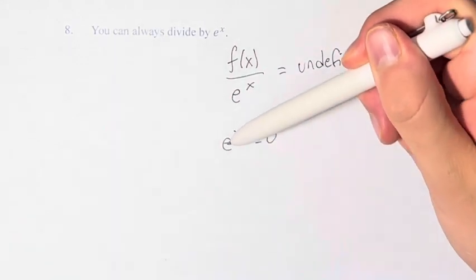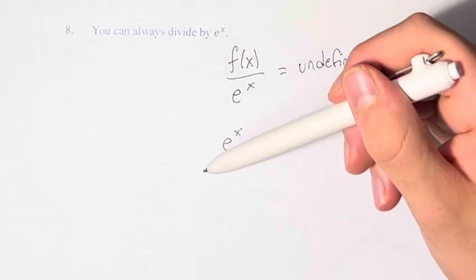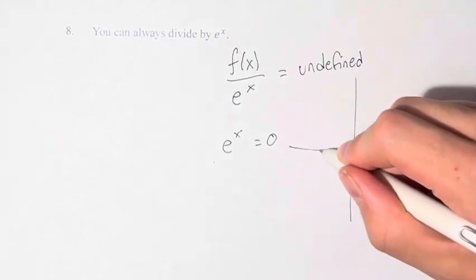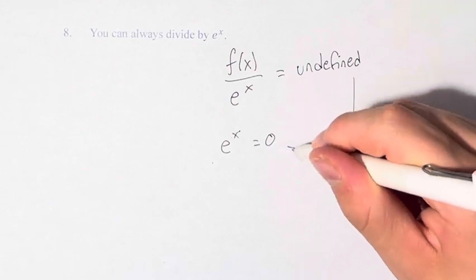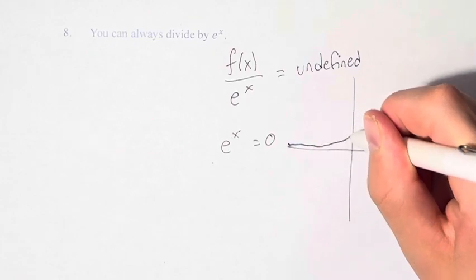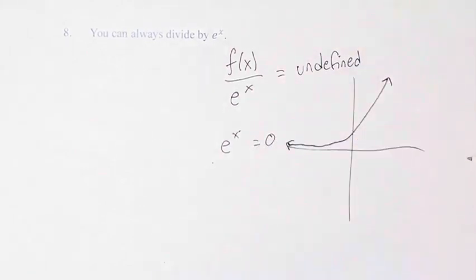And for no power that we raise e to is e to the x 0. It's just a standard exponential function, where if we graph it, it goes approaching 0 as x goes to negative infinity, but it never hits 0. And then it goes off to infinity as x does. But for no value is it actually equal to 0.